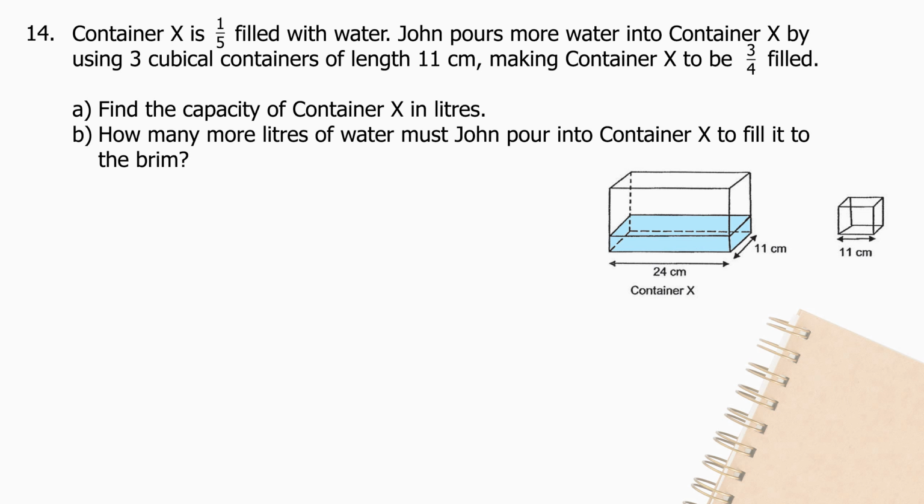Question 14. Container X is 1/5 filled with water. John pours more water into container X by using 3 cubical containers of length 11 cm, making container X to be 3/4 filled. A. Find the capacity of container X in liters. B. How many more liters of water must John pour into container X to fill it to the brim?